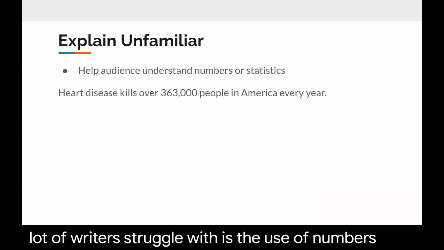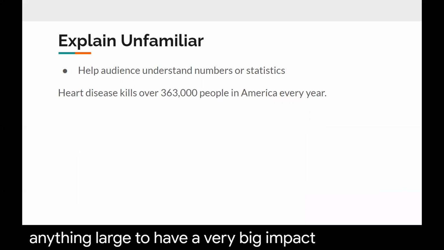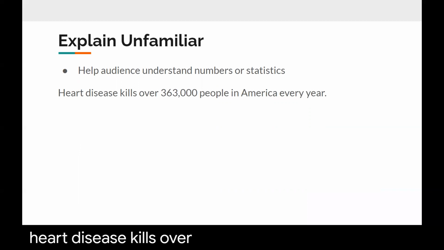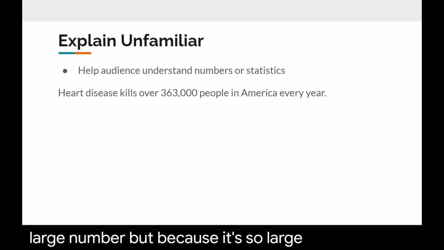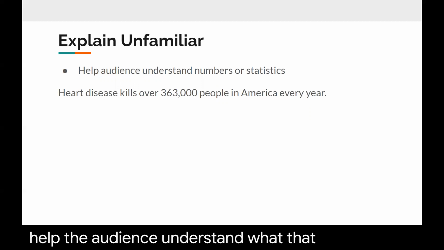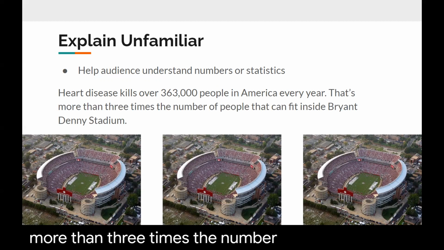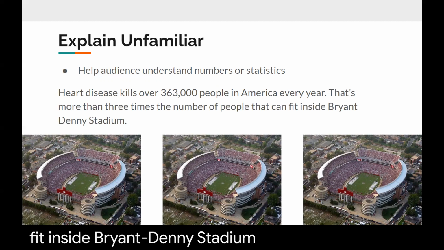One of the things I think a lot of writers struggle with is the use of numbers. I think when we write down a number, we expect anything large to have a very big impact, such as heart disease kills over 363,000 people in America every year. Now that's a large number, but because it's so large, it's hard for our brain to really understand the reach or the meaning of that large term. So instead, we need to help the audience understand what that really means. So that's more than 3 times the number of people that can fit inside Bryant-Denny Stadium.